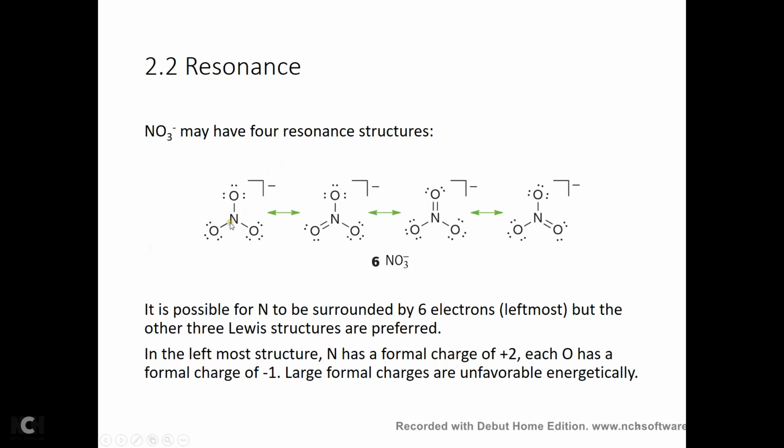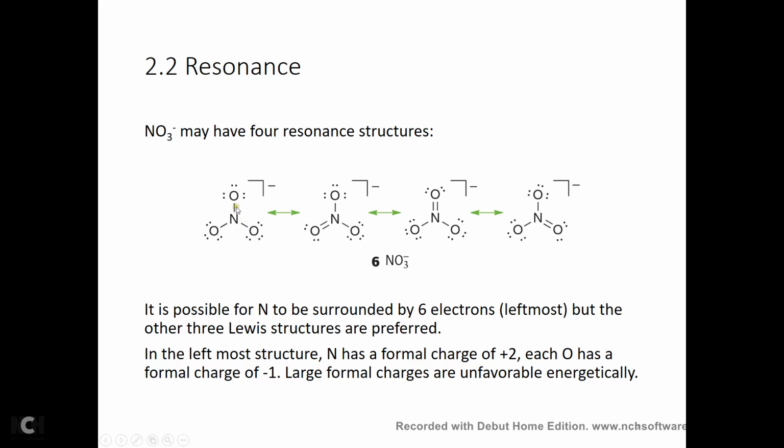And then 24 minus these 6 bonding electrons, we have 18. We give these 18 electrons to the most electronegative atoms, in this case the 3 oxygen atoms, and then we use it up. So this is one of the resonance structures. However, this nitrogen is surrounded by only 6 valence electrons.